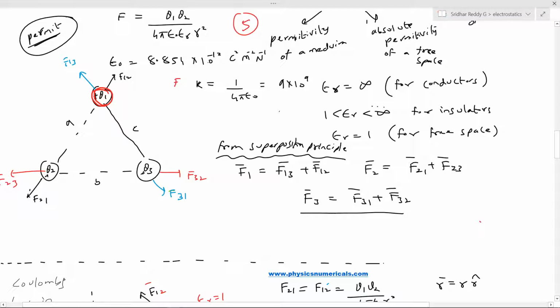Total electrostatic force acting on the point charge 1. So it should be the vector sum of these two. When you are calculating F12, what is the role of this third charge? When these two are interacting, will its presence have any influence on F12? The answer is no.